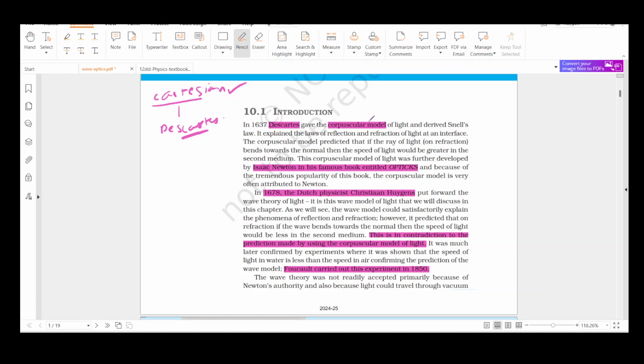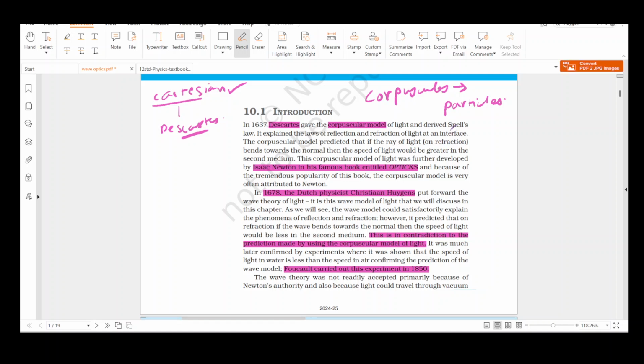So he said light is made up of corpuscles. What are corpuscles? It is just a fancy word for particles. So light is made up of corpuscles. In other words, light is made up of particles, is what Descartes said.